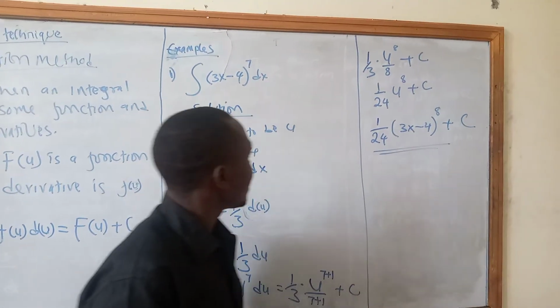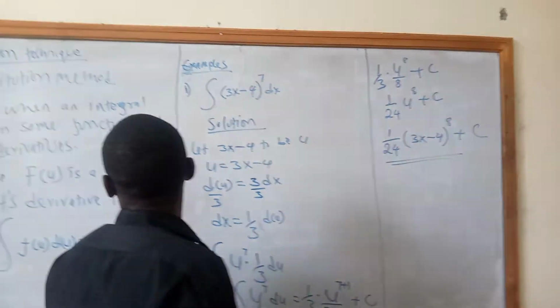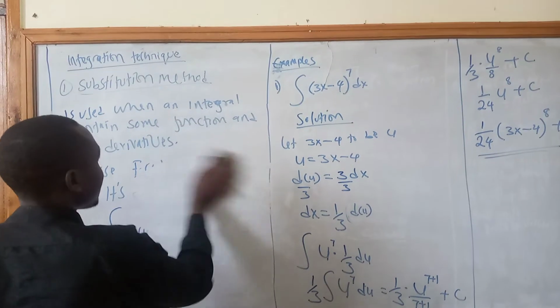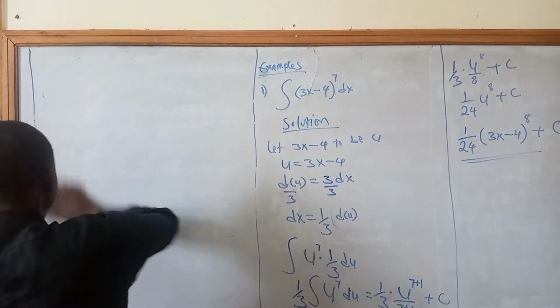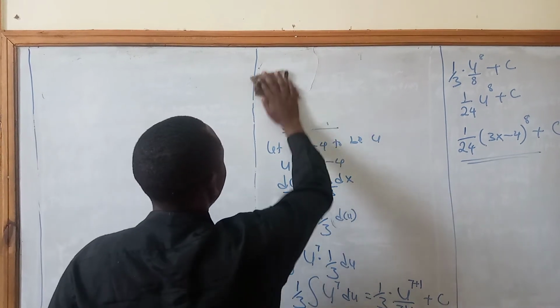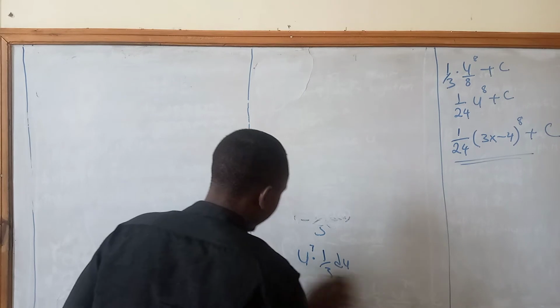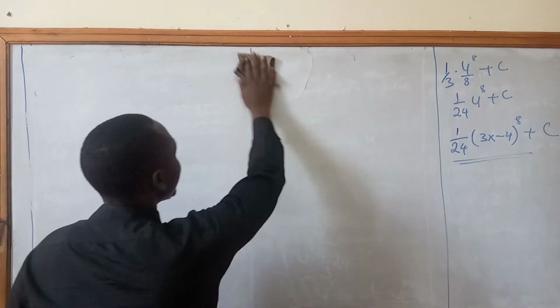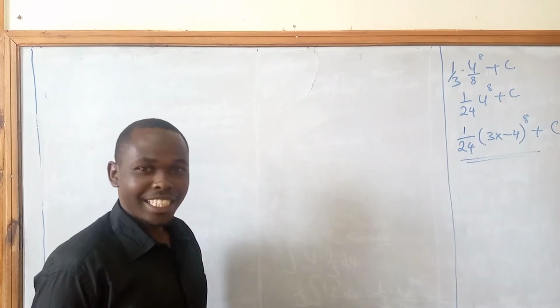Very simple. That was my first example. Let me look for the second example. I'm sure you'll understand more. And the essence of mathematics is that the concept does not come only once. You have to try and try until you get it.